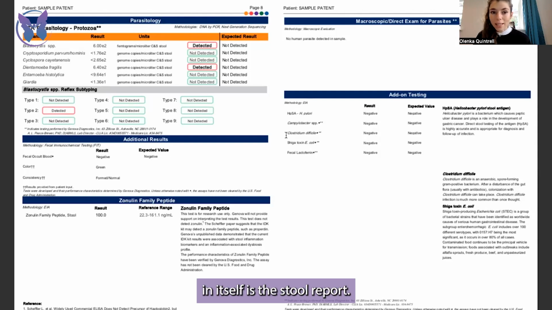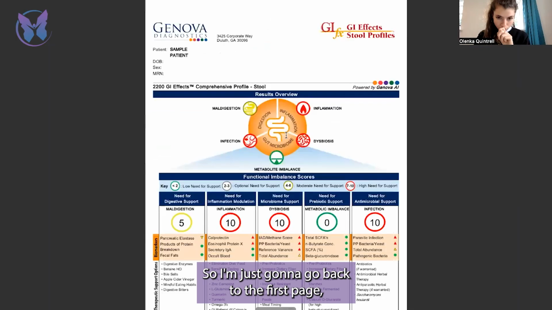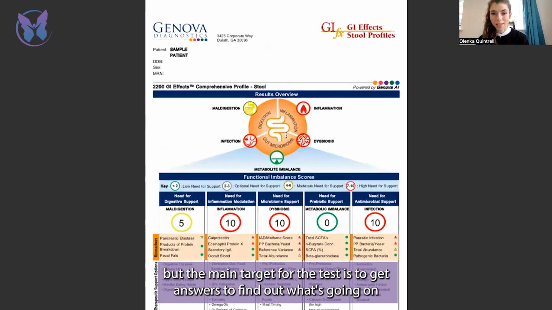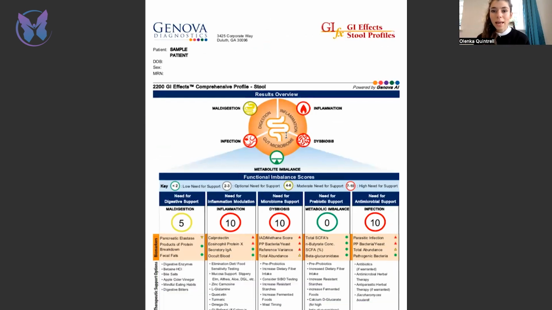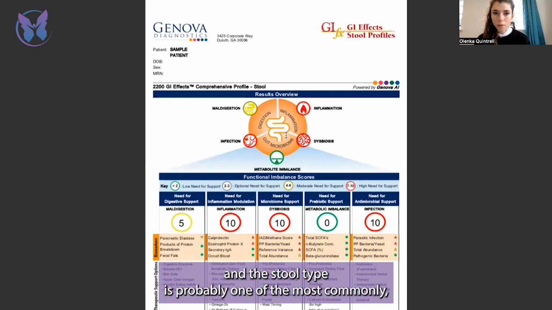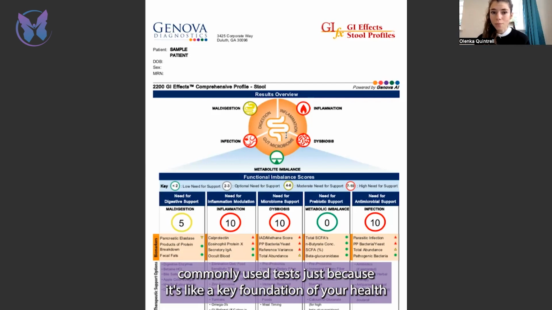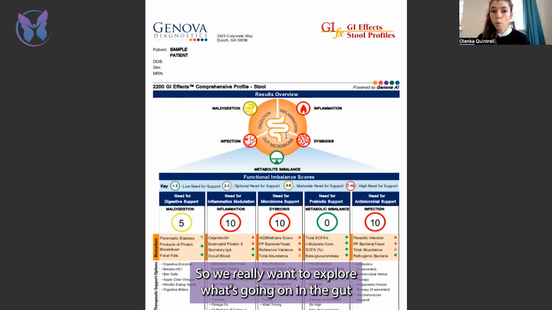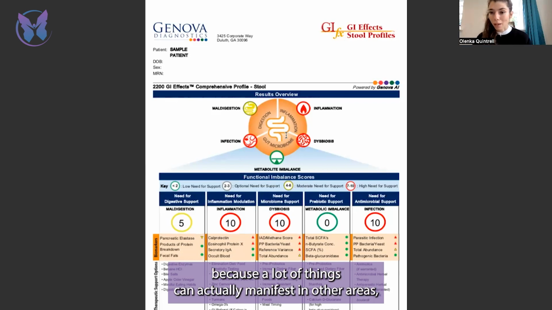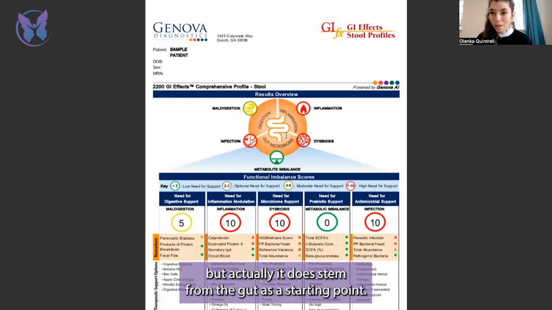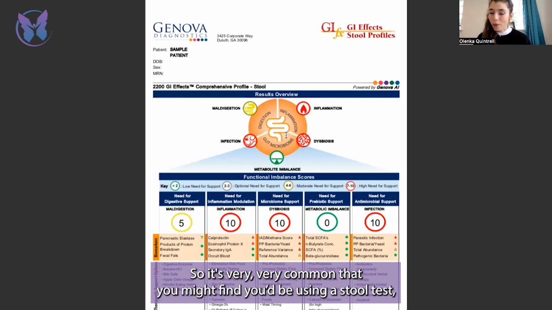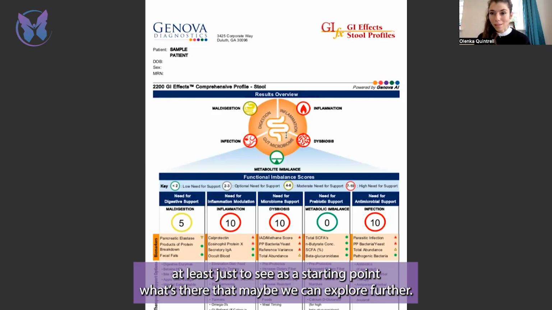So that in itself is the stool report. I'm just going to flip back to the first page. But the main target for the test is to get answers, to find out what's going on. And the stool test is probably one of the most commonly used tests, just because it's a key foundation of health. We really want to explore what's going on in the gut, because a lot of things can manifest in other areas, but actually stem from the gut as a starting point. So it's very common that you'd use a stool test, at least just to see as a starting point what is there that we can explore further.